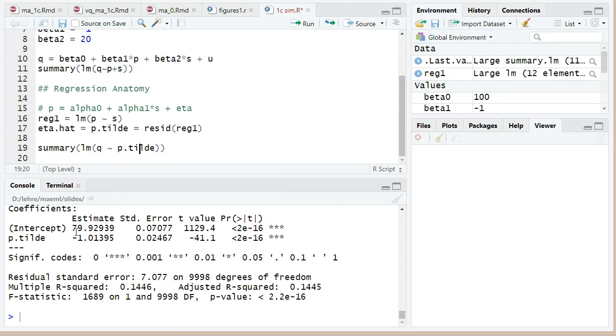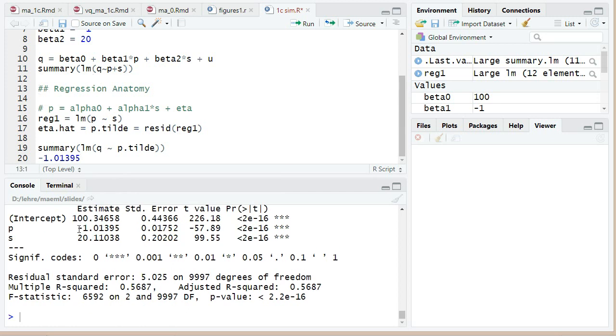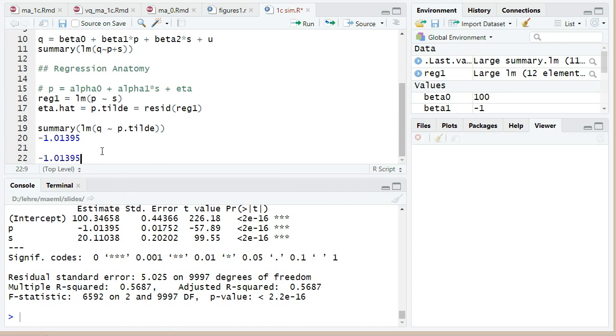And indeed, here the estimator is, let's write it down, minus 1.0139. And if we look at the multiple linear regression that's run here, we find exactly the same estimator. So the estimate is exactly the same if I do this regression anatomy or the multiple regression, only the standard errors differ. They are correct basically in this multiple regression. So it basically means these two approaches are equivalent.